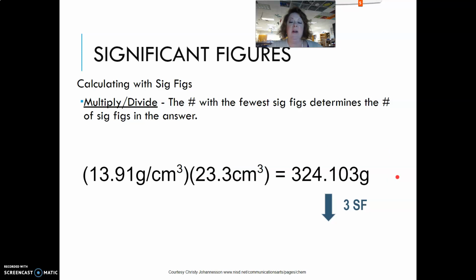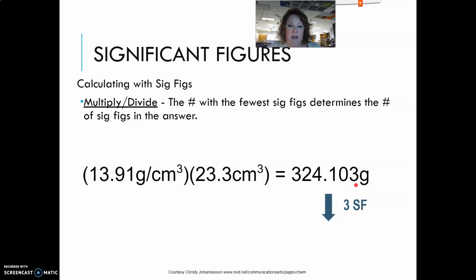So multiplying and dividing, the fewest number of sig figs is going to determine the number of sig figs in the answer. So we're multiplying this, no big deal, we just do the math. 13.91 grams per cubic centimeter times 23.3 cubic centimeters. Again, cubic centimeters are going to cancel, and we get 324.103. That's what the calculator gives us.